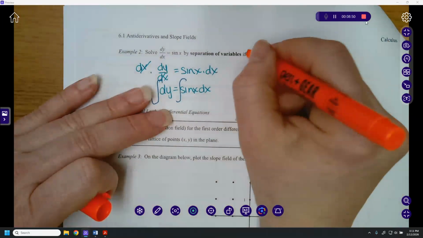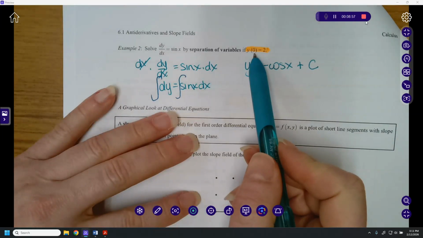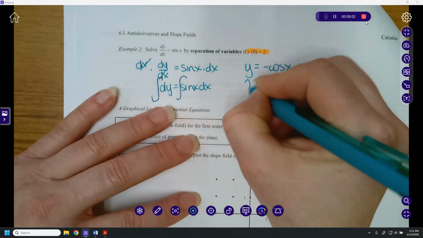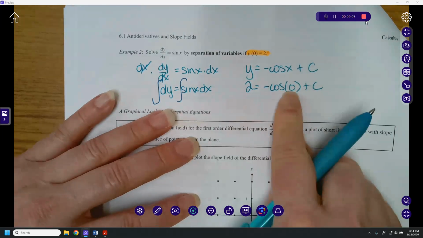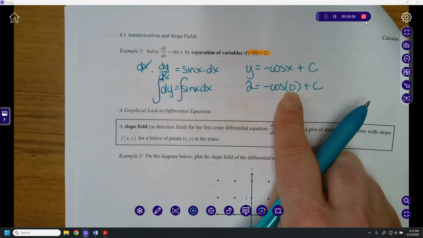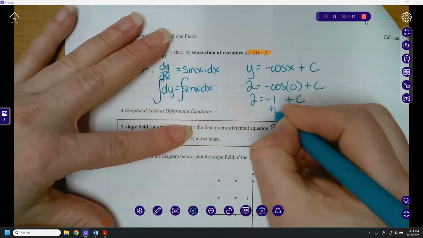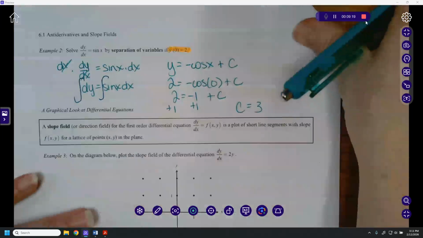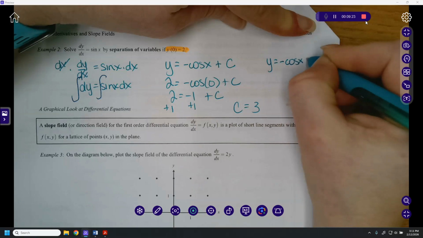But before we stop, now I have this value and I am going to plug that in, okay? So if y of 0 equals 2, so that means I'm going to plug 0 in for x and 2 in for y. And be careful with cosine because you want to think, oh, it's 0, but the cosine at 0 is 1. I add my 1 to the other side, c equals 3. And so that means my specific equation is y equals negative cosine of x plus 3.